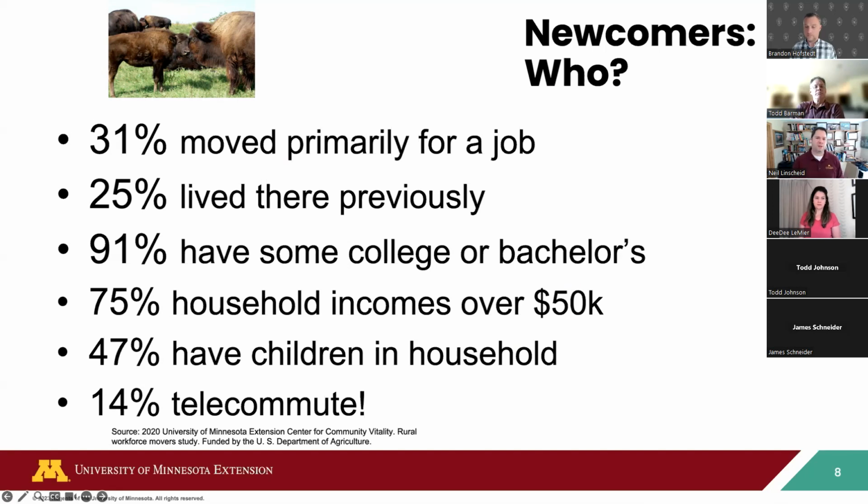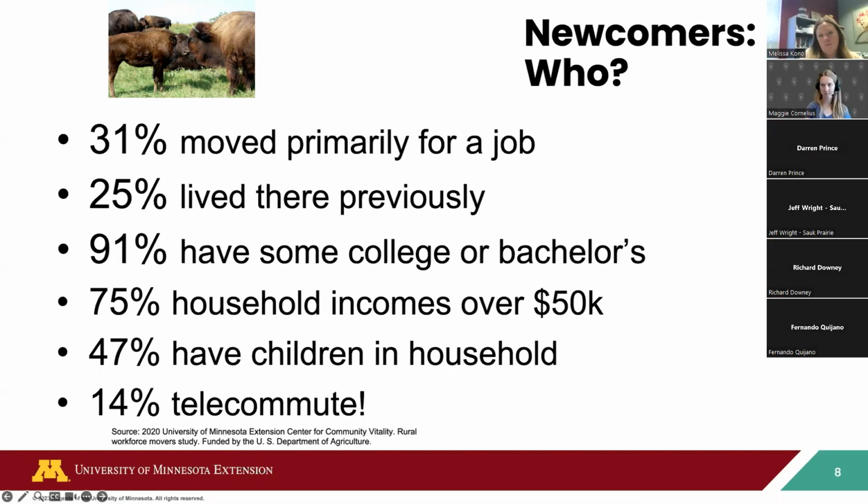So 31% move primarily for a job when we've done these surveys. Some, but just a quarter, had lived there previously. The people that were moving in were highly educated, had big potential to bring income into the community, and about half had children in the household. This was done before the pandemic, so we were seeing telecommuting also as a rising trend.